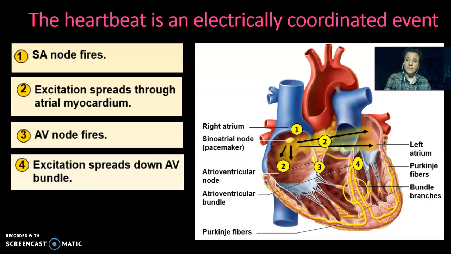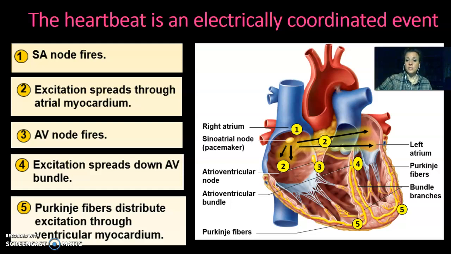And you'll see that the AV bundle forks off into 2 branches. These branches travel down the interventricular septum, and then they whip around the apex of the heart and around the walls of our ventricles. These are called the right and left bundle branches, and the parts that actually creep up the sides of the ventricles are called the Purkinje fibers.